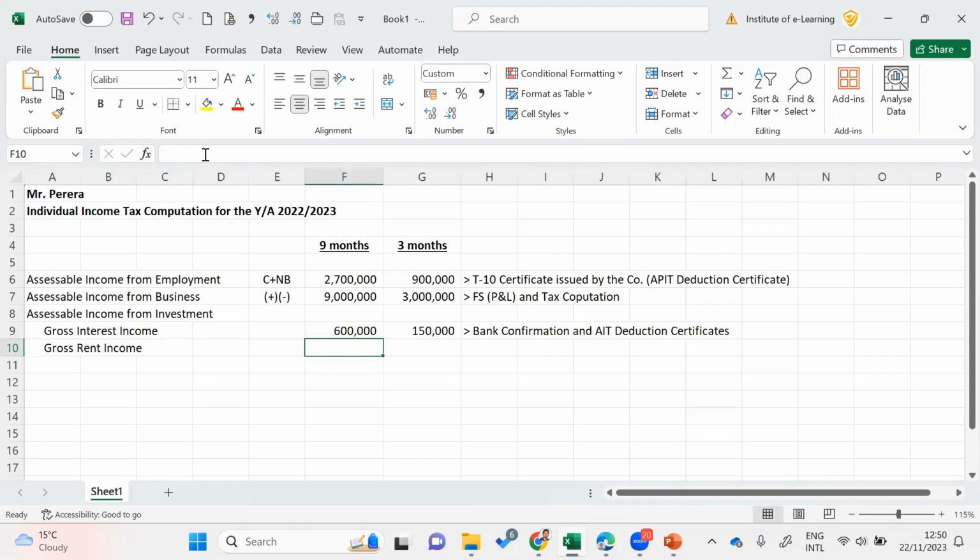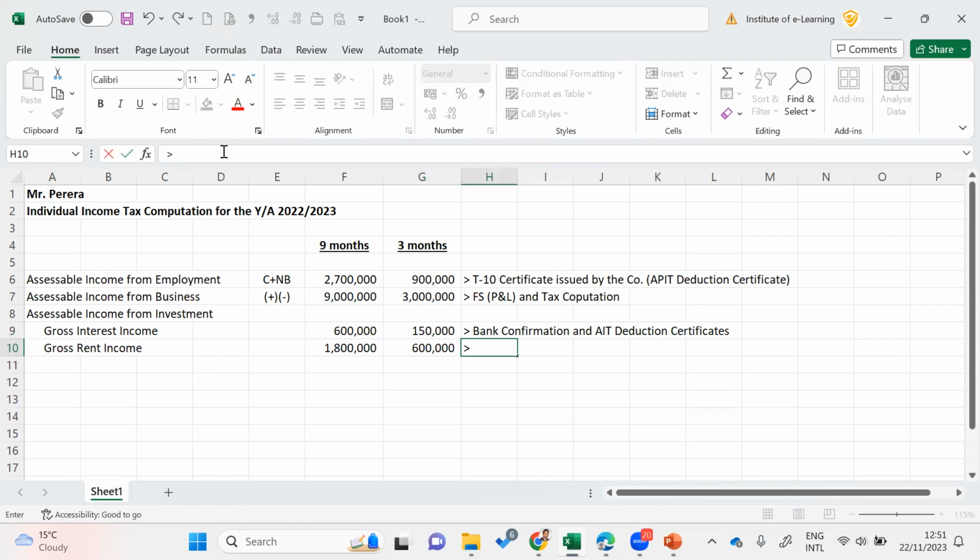For the first 9 months, let's say you have rent of 200,000 per month, for 9 months. For the last 3 months, you have 600,000. Here also, for the second period, you will get advance income tax deduction. Advance income tax for the second period is 5% on interest and 10% on rent.